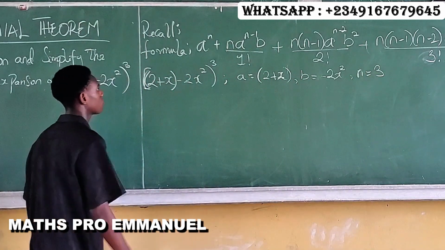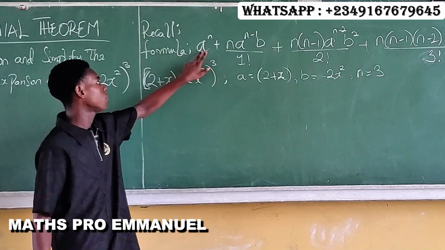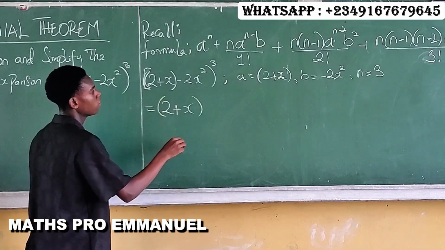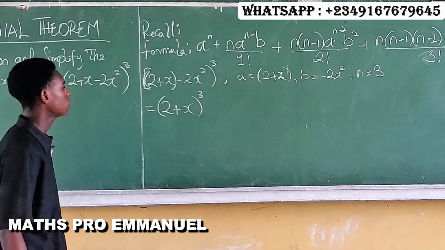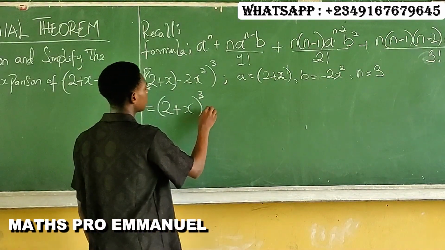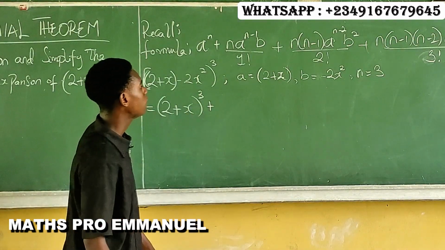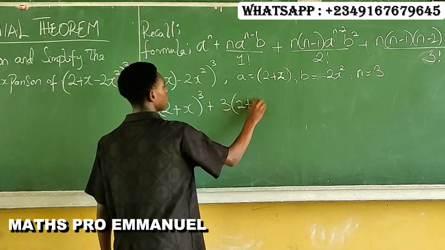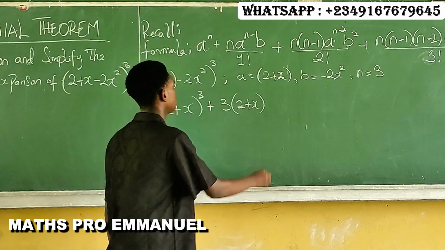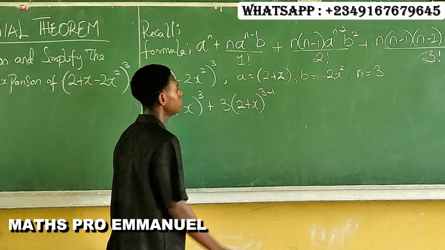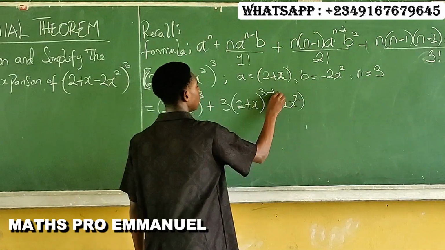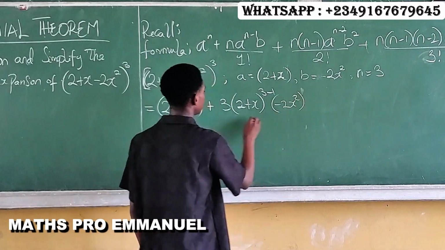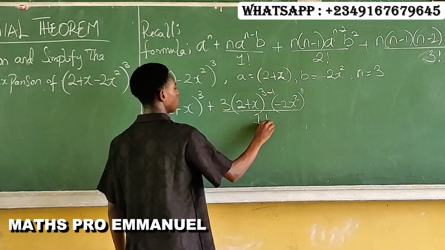Now let's expand it using the formula. A is 2 + x all raised to the power of n, which is 3, plus n, which is 3, multiplied by a, that is 2 + x, all raised to the power of n - 1, that is 3 - 1, and then b, which is -2x², raised to the power of 1, all divided by 1 factorial.